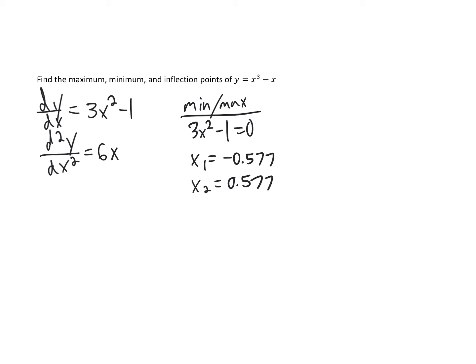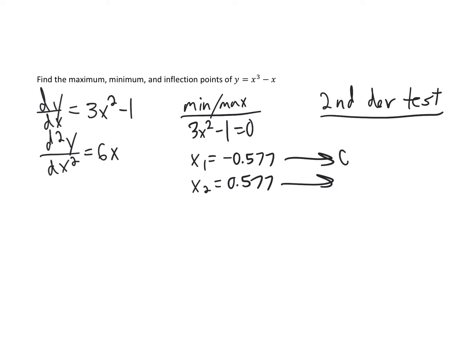We need to figure out whether they are a min or a max, and this is where the second derivative test comes into play. So we take these values and we plug them into the second derivative. And this tells us that the first one is a max and the second one is a min.